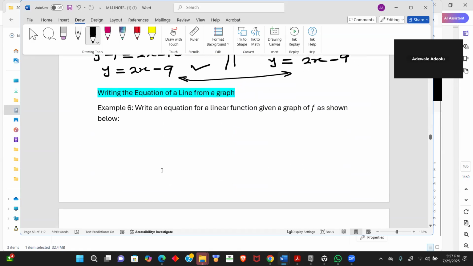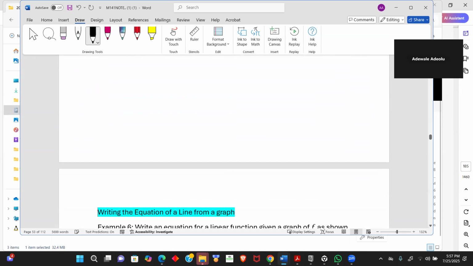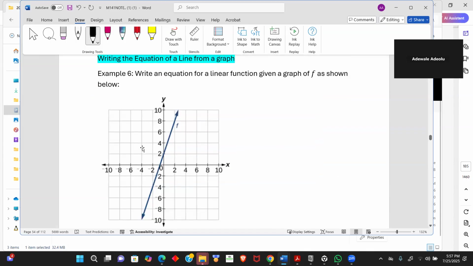Okay, moving on. Write the equation of a line from a graph. Also, we can write the equation of a line if we are given a graph, as in this case. Well, let's read it. Write an equation for a linear function given a graph of f as shown.